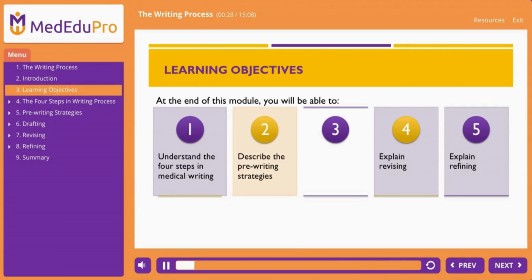Learning objectives. At the end of this module, you will be able to understand the 4 steps in medical writing, describe the pre-writing strategies, explain drafting, explain revising, explain refining.